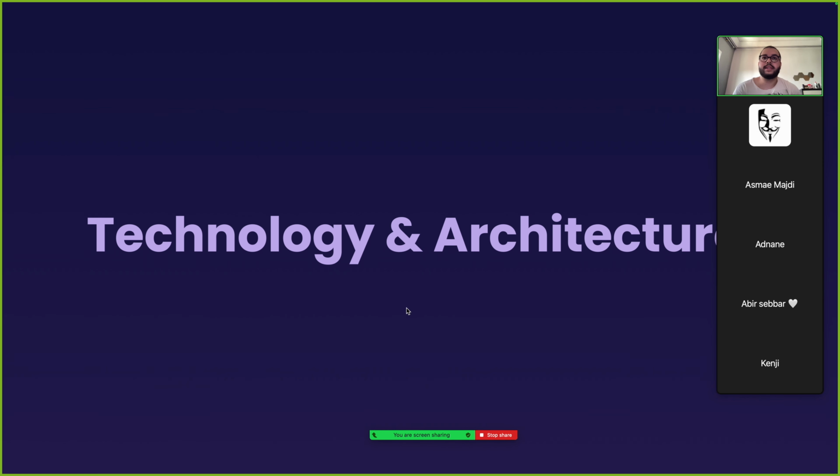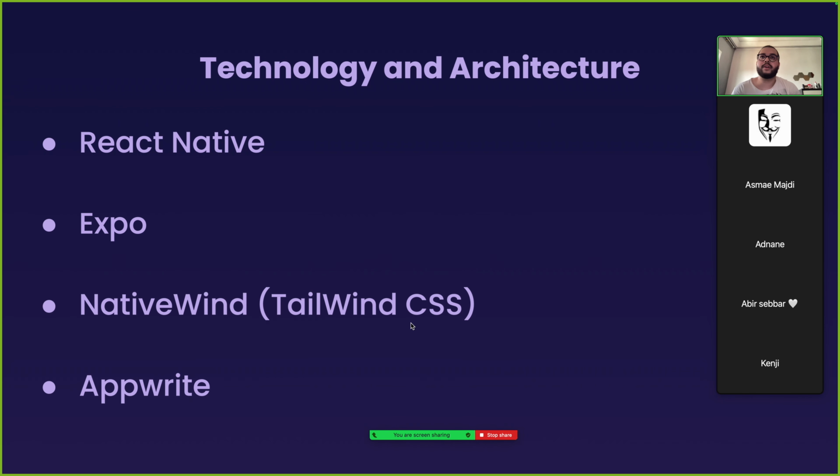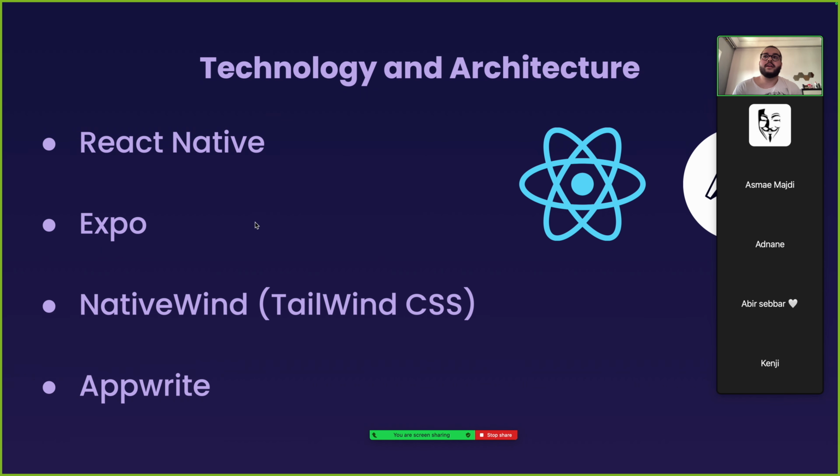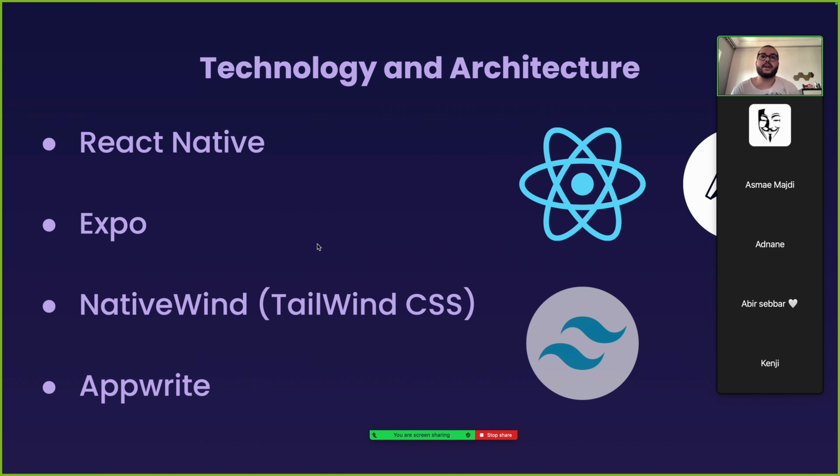So when it comes to the technology and the architecture of the app, I used React Native to develop the app, which is a JavaScript framework. I also used Expo with it, which is a platform that helps me preview the app on my phone or on an emulator while developing the app, which makes it a lot easier compared to other stuff. I also used NativeWind, which is the React Native version of Tailwind CSS, a framework for CSS. And finally, I used AppWrite, which is the service for the backend. I used it for the backend and the database stuff, and it's the one I received help with from Kenji.